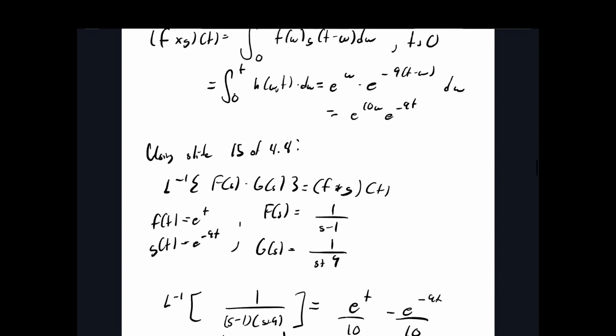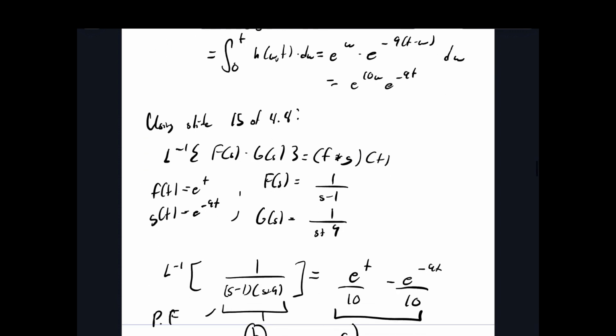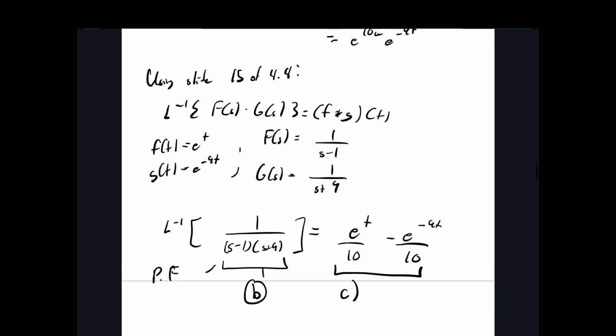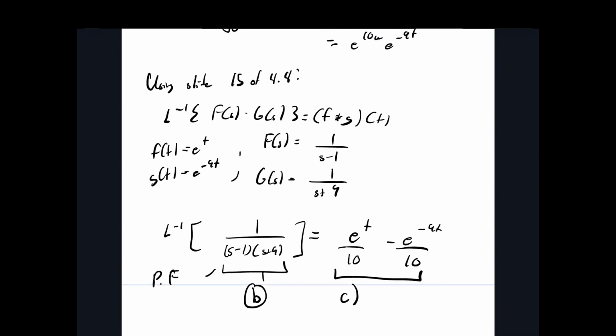Part B. Part B and C can be used from slide 15 of 4.4. So I take my Laplace of both of these, okay? And now, let me scroll down a little bit. Because I want the function that when I take the inverse Laplace, I can get f times g at t. Then my function will be F(s) times G(s), based on this theorem, right?